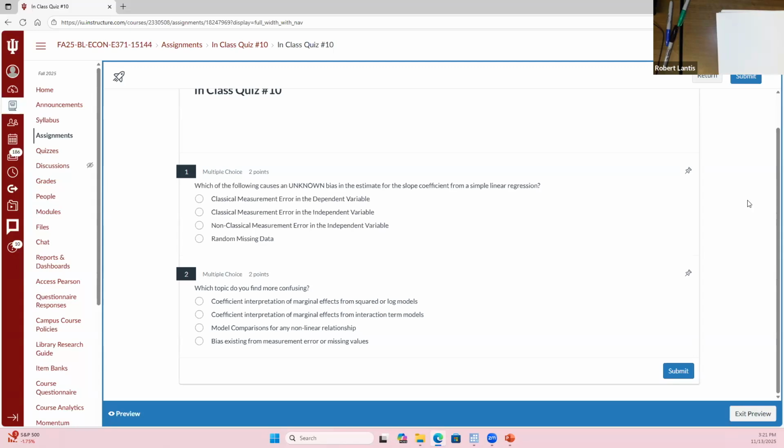So the only answer we have here that's going to cause an unknown bias is when we have non-classical measurement error in that independent variable, right? The other three, we can say what the bias is. In two of the cases, the bias was 0: random missing data and classical measurement error in the dependent variable. And then classical measurement error in the independent variable, it's not unknown. We know that it's going to attenuate it towards 0, and we can actually tell the size of that bias using that fraction. Okay. So the only one that's unknown is non-classical measurement error when it's in our independent variable. So that's talking through some of this a little bit more.